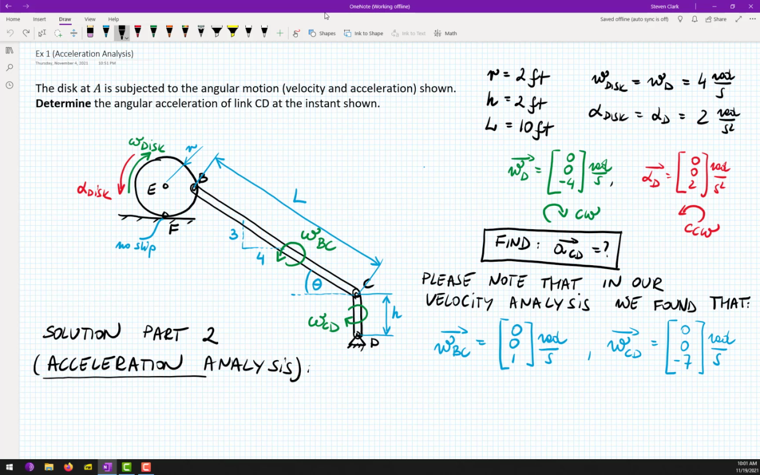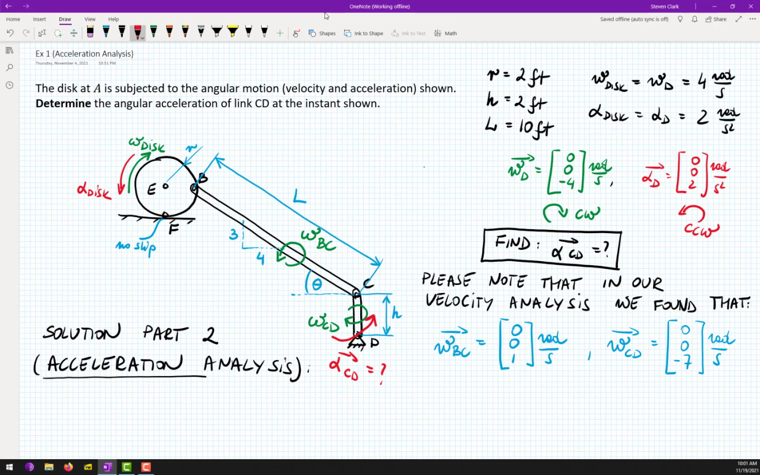And they ask us to find alpha of this disk. So let's already assume that it rotates counterclockwise. They ask us to find this value, alpha CD. Let's assume that it rotates counterclockwise. So it's the other way around, yes? My mistake. So this way.